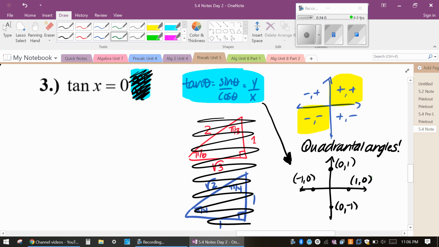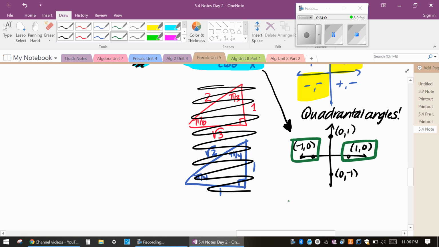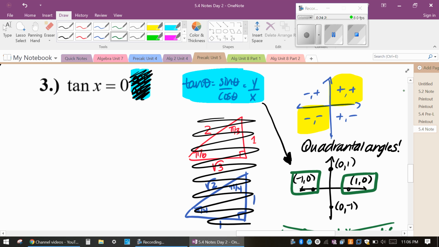That's this guy and this guy. Again, I misspoke earlier. I had picked 0 and 1, but if I take the y and divide it by x, that would give me undefined. And I don't want tangent to be undefined. I want it to be 0. So the two angles that are solutions to this are 0, so the angle that's on the x-axis and hasn't rotated at all, and then the angle that is half a rotation.